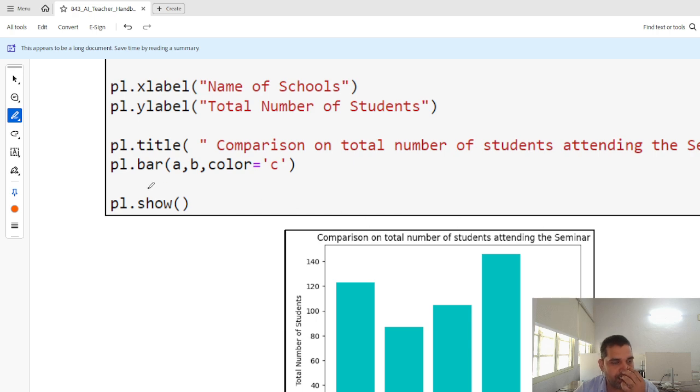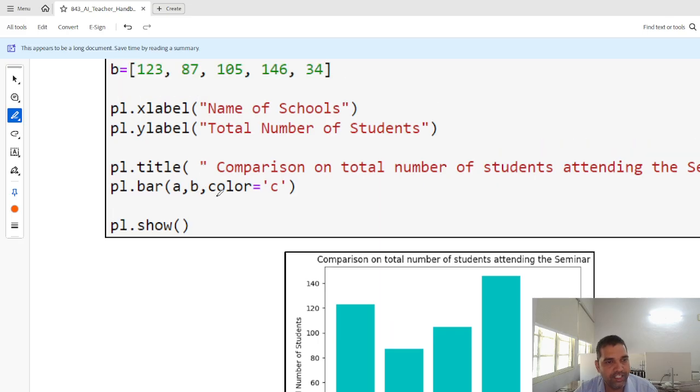Now the pl.bar function is used for the bar graph, plt.bar, and for plotting the line chart we had used the plot function. Here a, b are the x-axis and y-axis values we gave, and the color is given as c. Color code c is the cyan color.